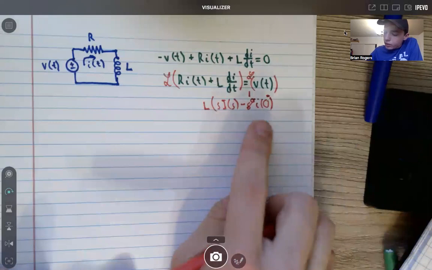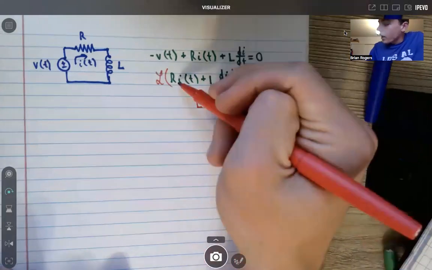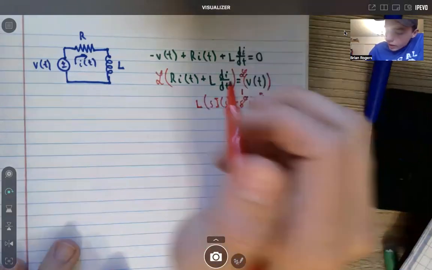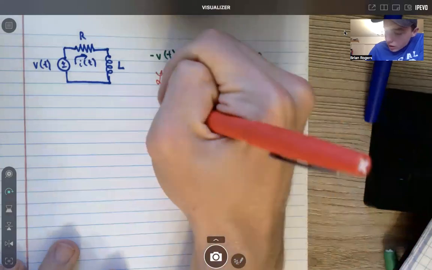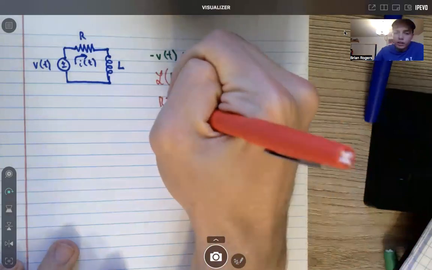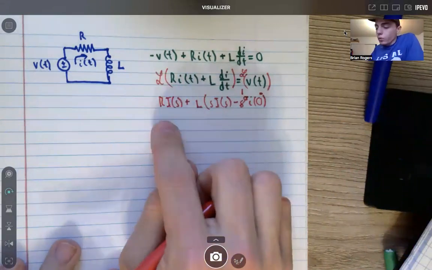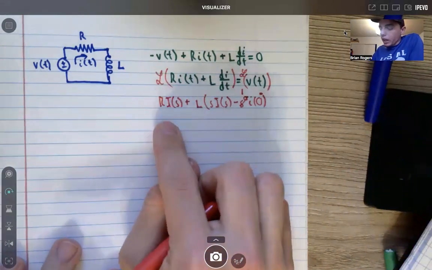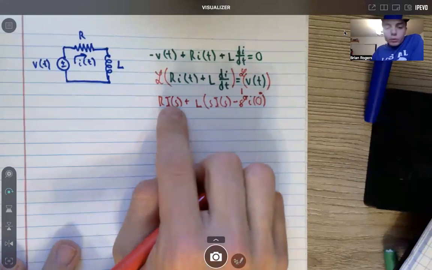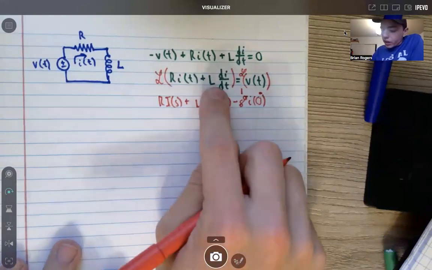And then for this R I of t, what that becomes is just R I of S. The R is a constant, but your I of t, when you convert that to the Laplace domain, you just go from the time to the frequency domain. So we just use the capital I and then S. Right here, the L, remember that's a constant, so that's why it's outside here.